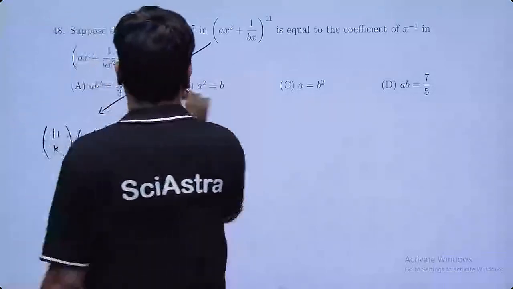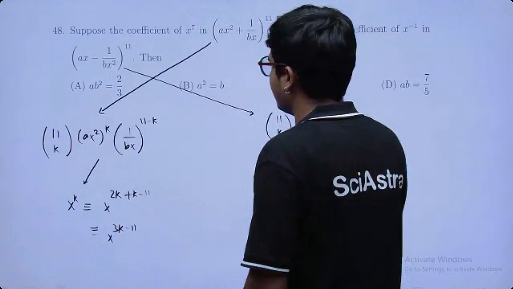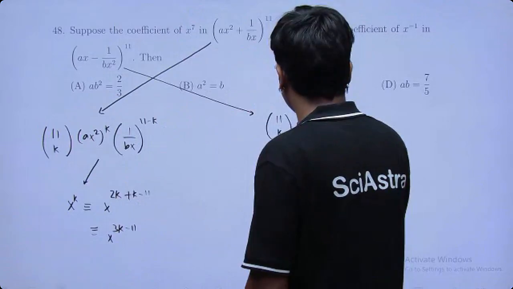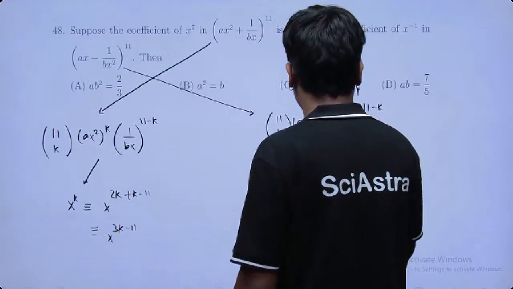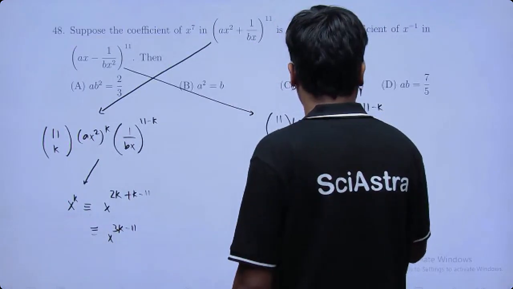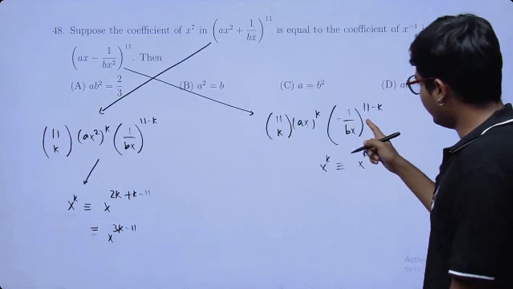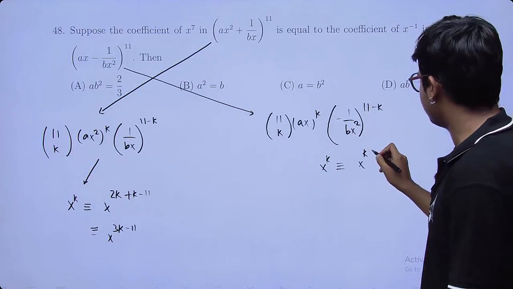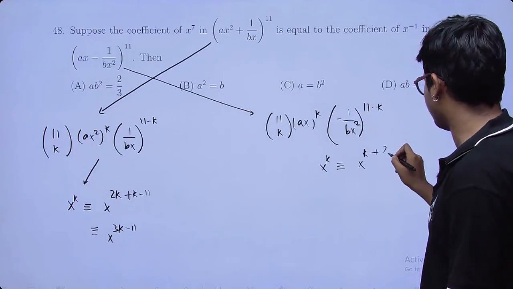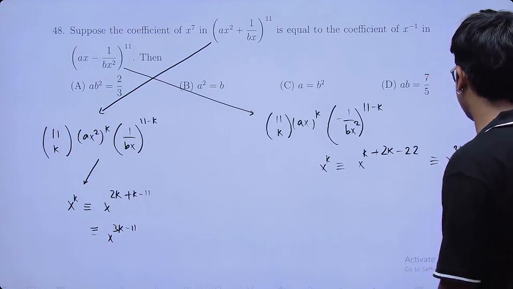Similarly, in this other one, the general term looks like 11 choose k, ax to the power k is minus 1 by bx whole to the power 11 minus k. So the coefficient of x to the power k turns out to be, sorry, this will be x square, right? Minus twice of this, so plus 2k minus 22. So that's x to the power 3k minus 22.